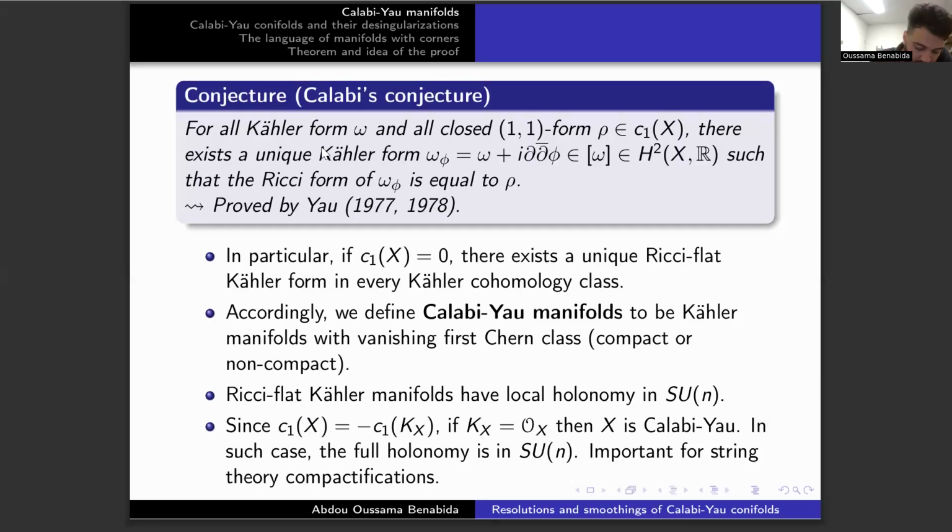And another fact is that when we look at the canonical bundle of X, the canonical bundle is the determinant bundle of the holomorphic tangent bundle. So we know that the first Chern class of the manifold is equal to minus the first Chern class of the canonical bundle. So in particular, if the canonical bundle is trivial, then the first Chern class of the manifold is equal to zero. And this is actually the most important way of producing Calabi-Yau manifolds. So these are Kähler manifolds with trivial canonical bundle.